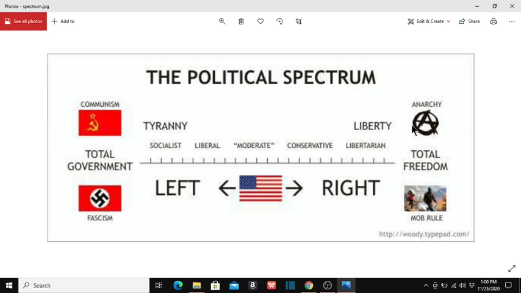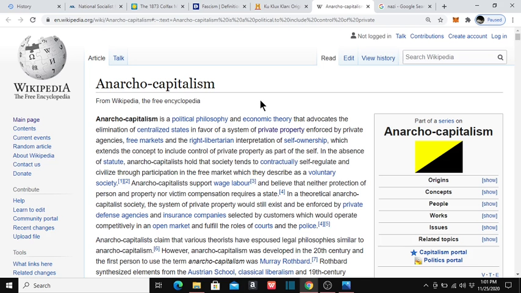Now, anarchy being on the right, how would anarchy fit on the right? People would ask. Now, you have what's called anarcho capitalism. Now, what is anarcho capitalism? I'm not necessarily going to read this whole thing because it's a little confusing to read, and I'd rather just explain it. You can press pause and read it on your own. But to sum things up, anarcho capitalism is a political philosophy and economic theory that favors private ownership. This is basically what makes it right wing.